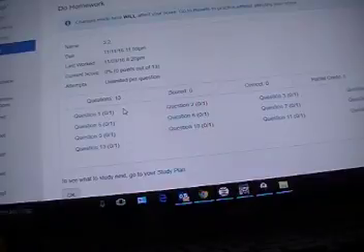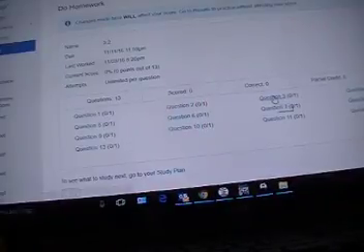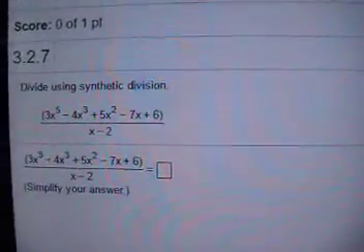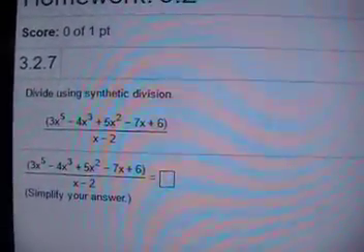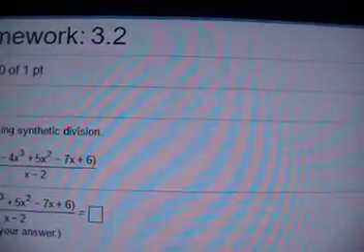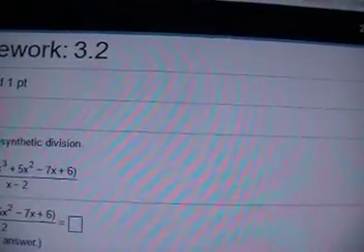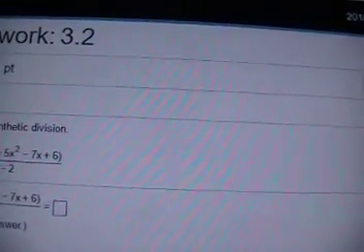The first problem on the test is like number 3, question 3 of the 3.2 homework. There's a process called synthetic division that helps us do stuff later in this chapter. So, to learn synthetic division, take the function: in the numerator they have 3x to the 5th minus 4x to the 3rd plus 5x squared minus 7x plus 6, divided by x minus 2.